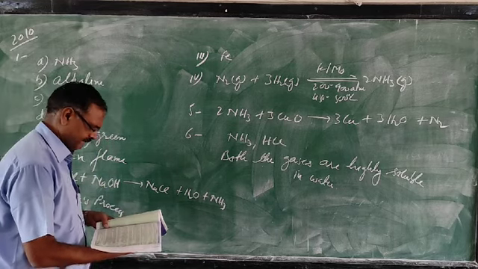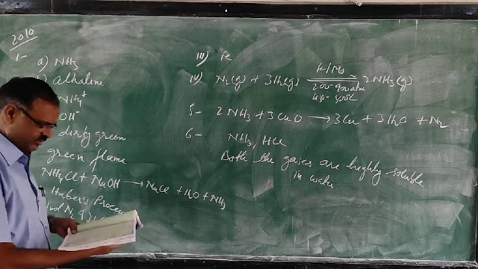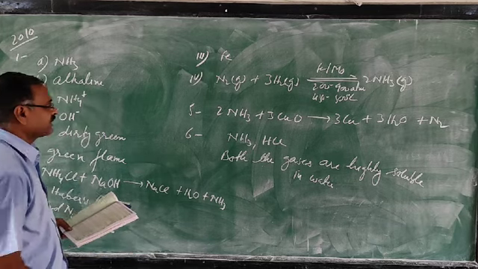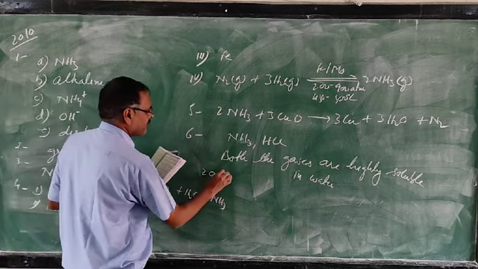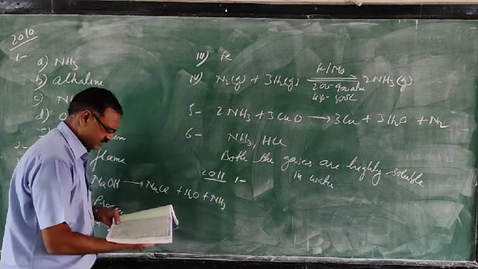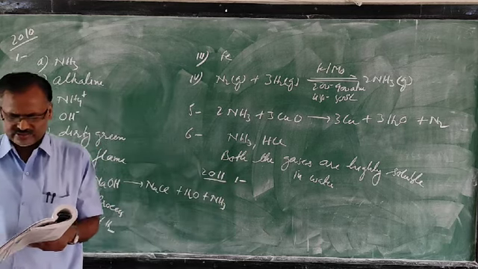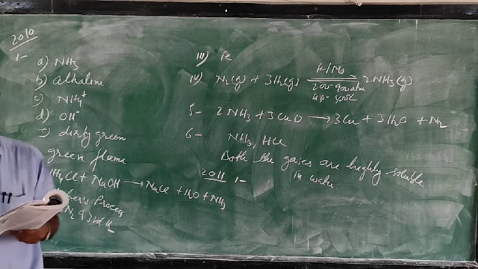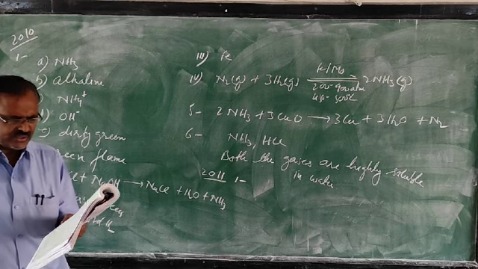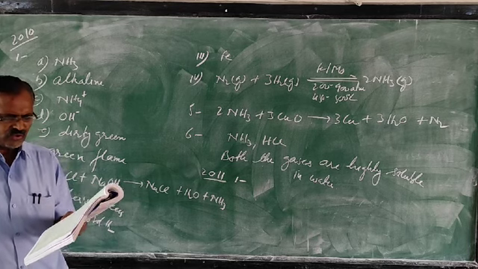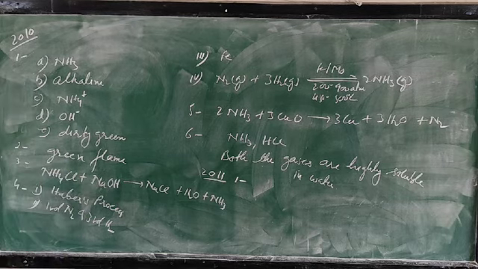2010 is done. So now 2011. First one: state what is observed when ammonium hydroxide is first added in small quantity, then in excess, to a solution of copper sulfate. So a pale blue precipitate is formed.